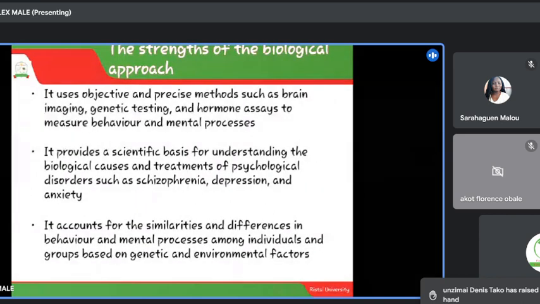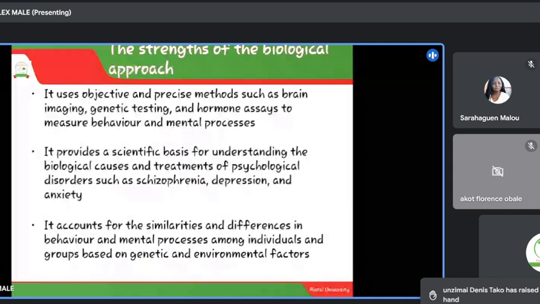When we come to the strengths and limitations of this approach. Strength, we mean how can we defend this approach that it is indeed true, this biological approach. Number one, it uses objective and precise methods such as the brain imaging, genetic testing, and hormone assays to measure behavior and mental processes. How does it do it? It finds out the concentration of these hormones in our bodies.